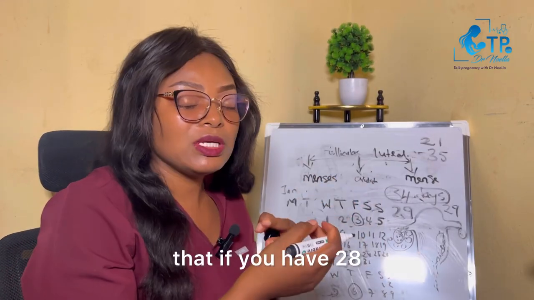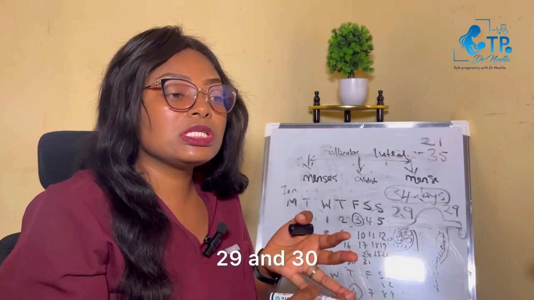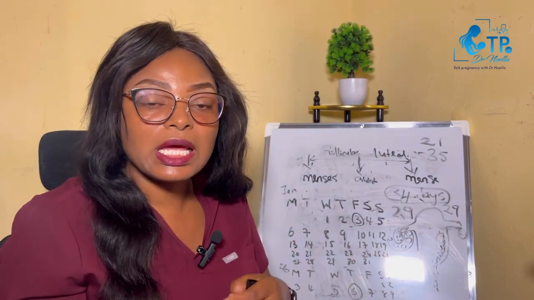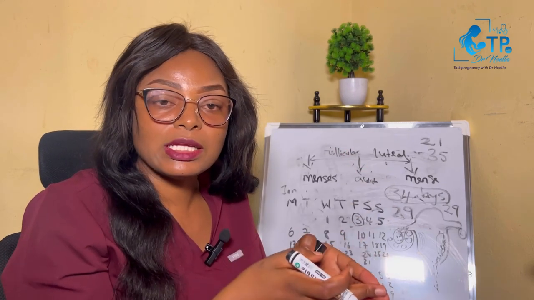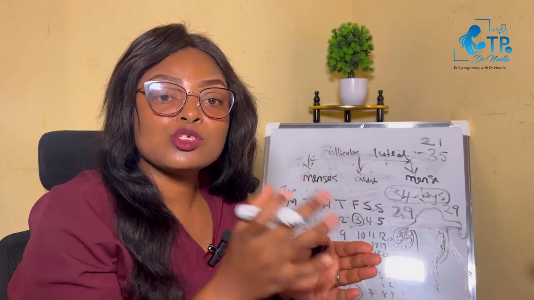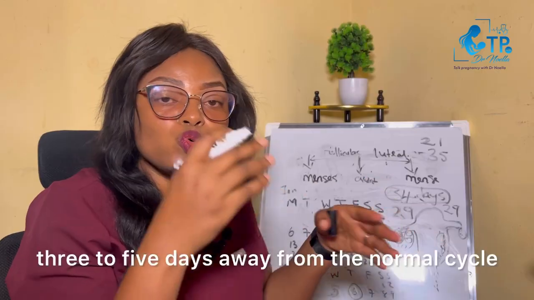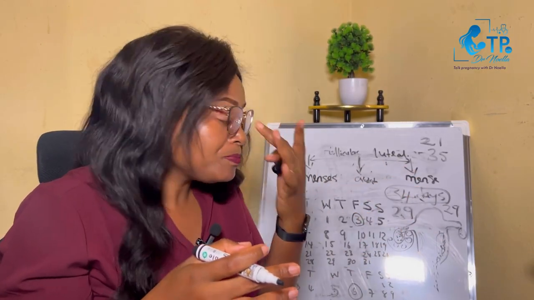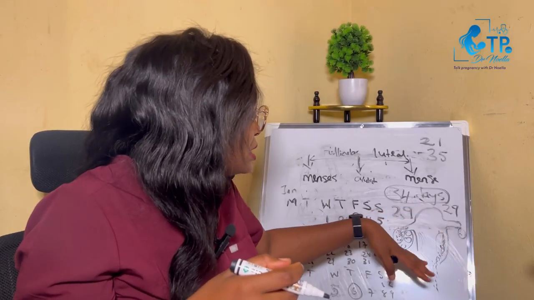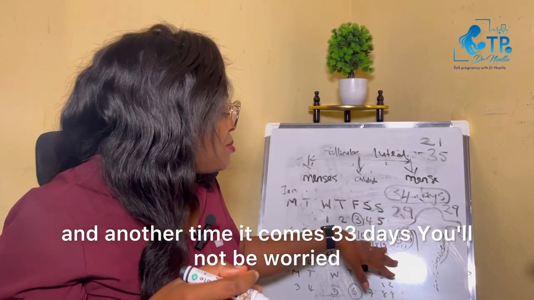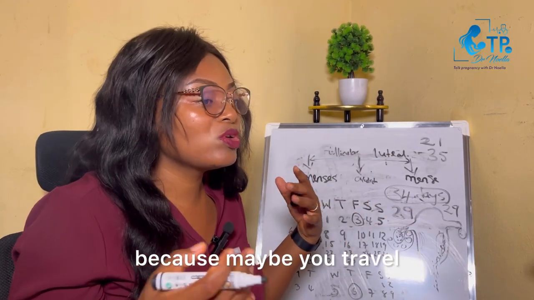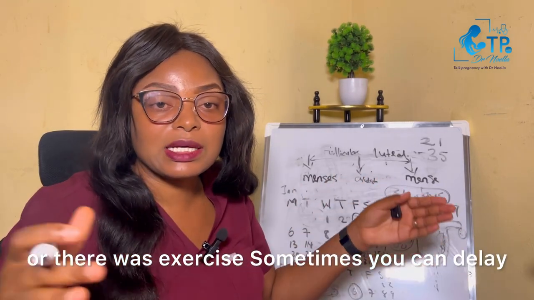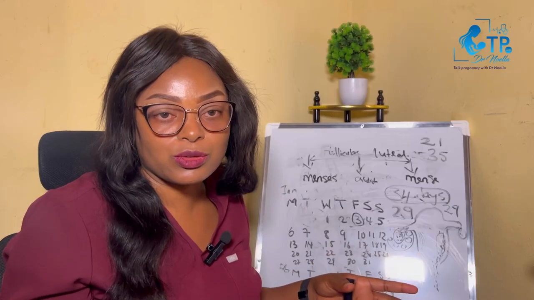Now you might be asking me, if you have 28, 29, and 30, what is your cycle? You take the average of 28, 29, and 30. Most of the time it's 29. So your cycle is 29 days. Like I said, cycles can be 2, 3 to 5 days away from your normal cycle, such that if you have 29, 29, and another time it comes at 33 days, you will not be worried, because maybe you traveled that time, you're stressed, or there was exercise. Sometimes it can be delayed because of some environmental factors.